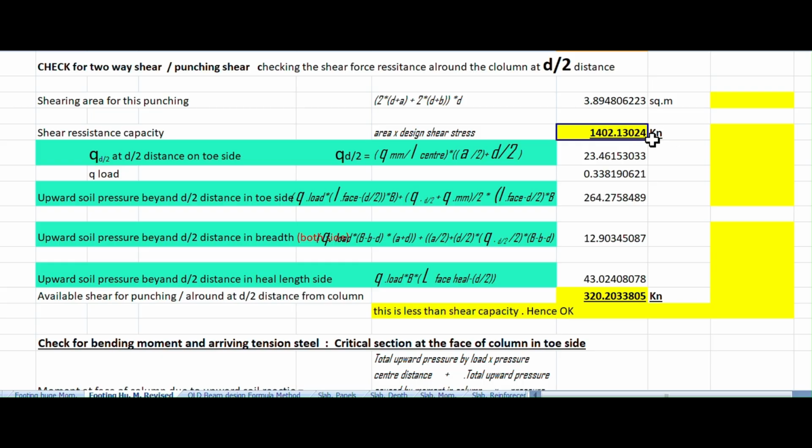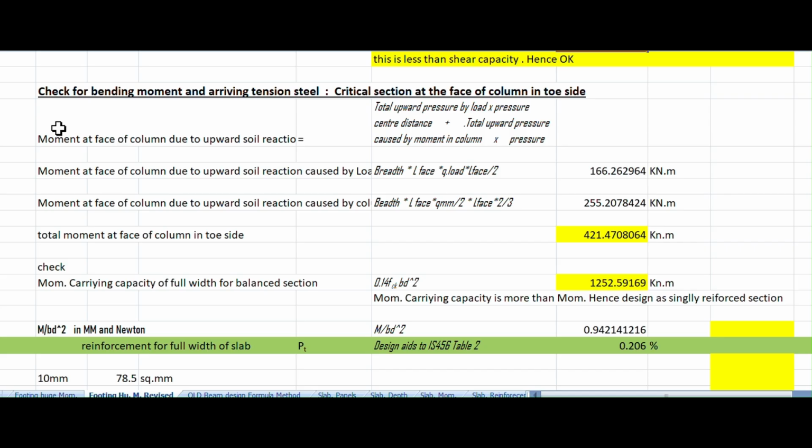whereas the shear capacity of the section is 1400 something kilonewton. This exerted shear is very much less than the shear capacity of the section. So the section we proposed is well safe. Checking the bending moment at the column face. At that area we should arrive at the bending moment, and we should arrive at the reinforcement at the column face.